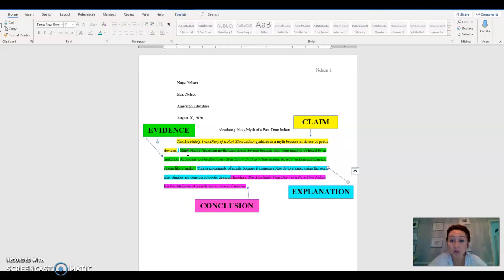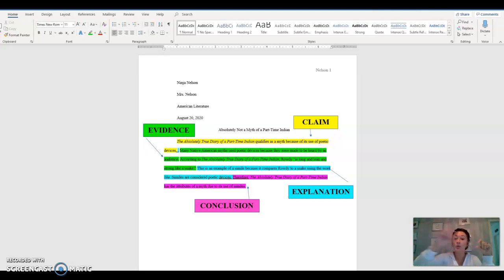Many Native American myths use poetic devices because they were made to be heard by an audience. So I'm introducing why this is an important piece of evidence. According to The Absolutely True Diary of a Part-Time Indian, Rowdy is long and lean and strong like a snake. There's my proof right there. That's my simile. My evidence is over, so I end my quote, and now I have to explain it. This is an example of a simile because it compares Rowdy to a snake using the word like. Similes are considered poetic devices. Therefore, The Absolutely True Diary of a Part-Time Indian has the attributes of a myth due to its use of similes.